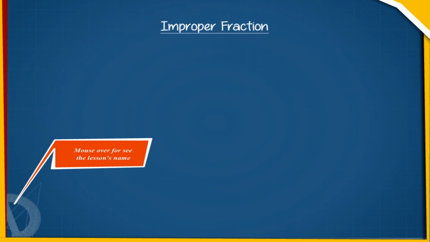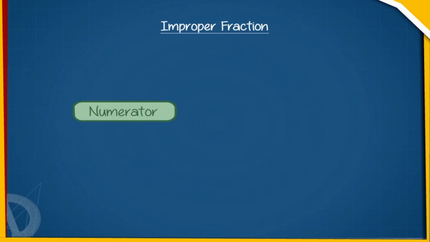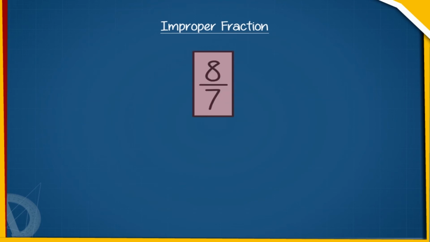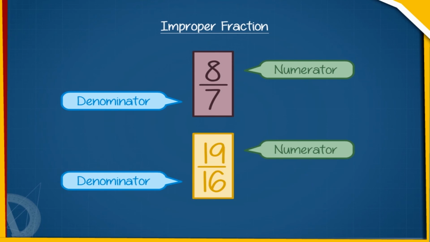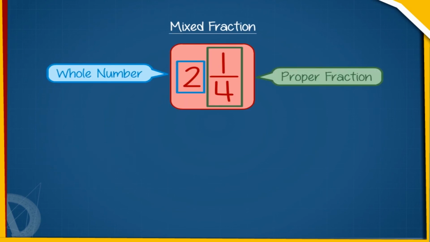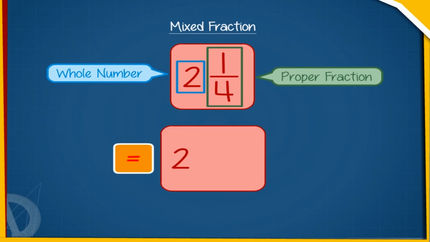Improper fraction. The fraction where the numerator is equal to or greater than the denominator is called an improper fraction. Fractions like 8 by 7 or 19 by 16 are improper fractions. Mixed fraction. The combination of a whole number and a proper fraction is known as a mixed fraction. For example, 2 1 by 4 is equal to 2 plus 1 by 4.